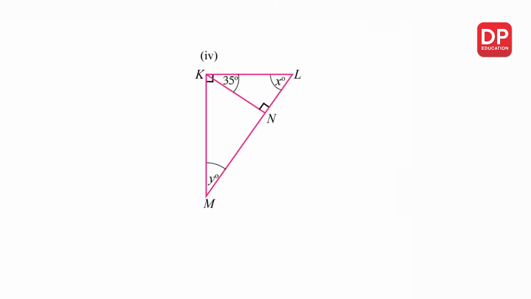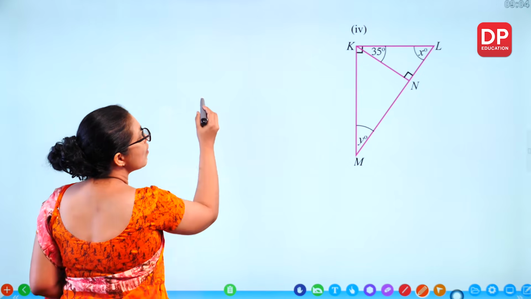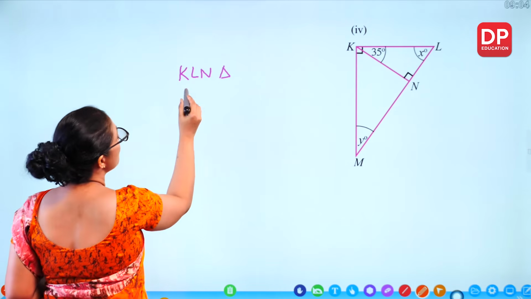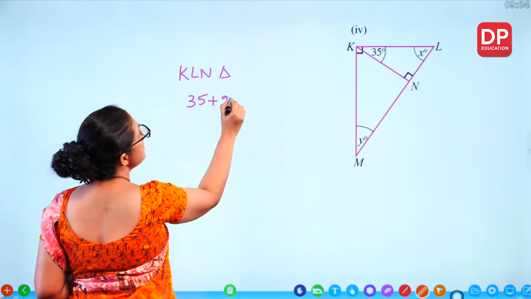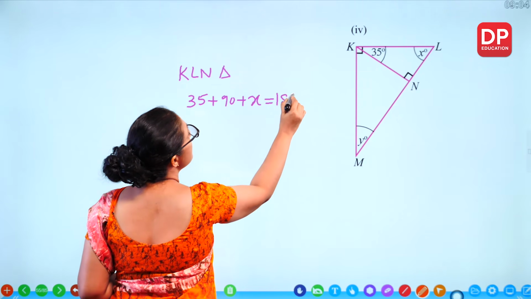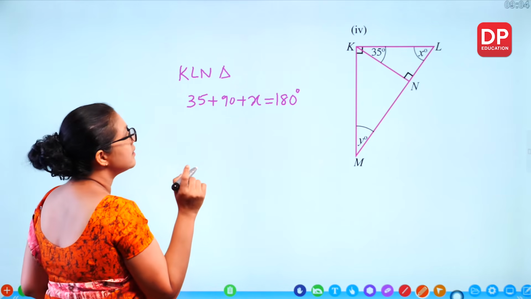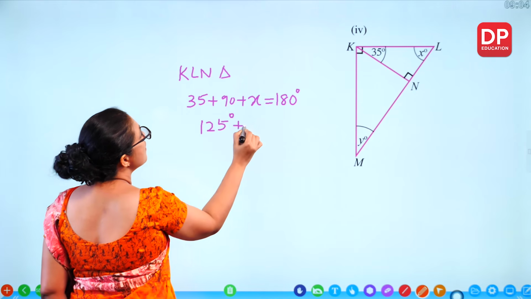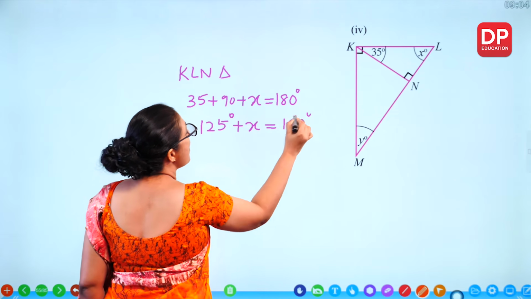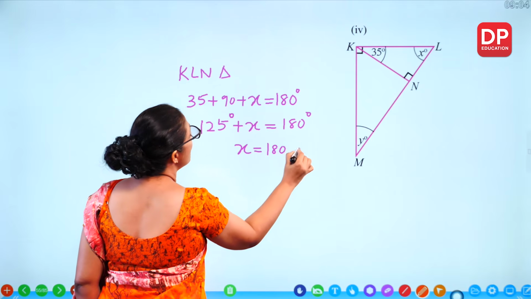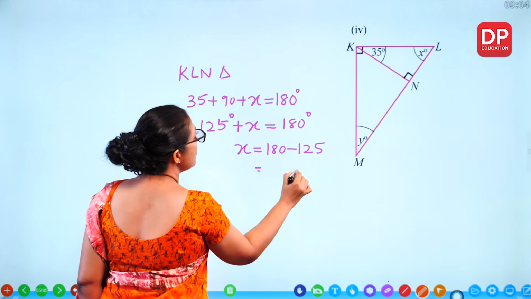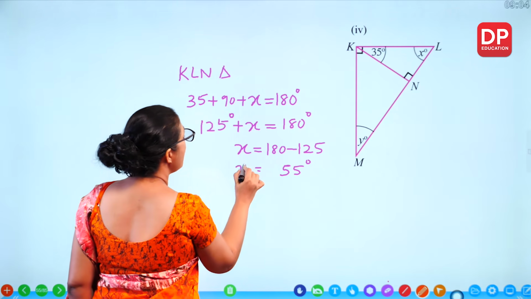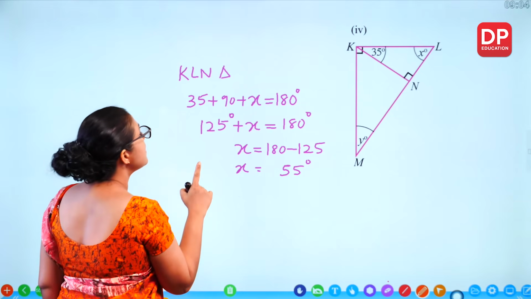This one, first we'll find out x angle according to KLN triangle. We can write 35 plus 90 plus x is 180. Sum of angles in a triangle. So these two, 125, and when you subtract 125 from 180, you get x value. So 55 degrees. 55 degrees for x.